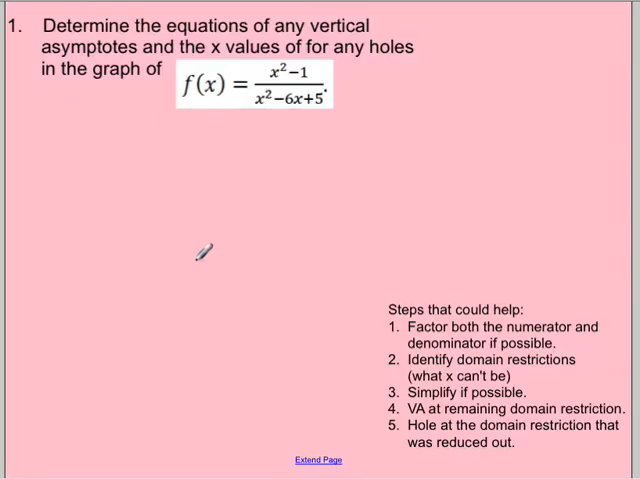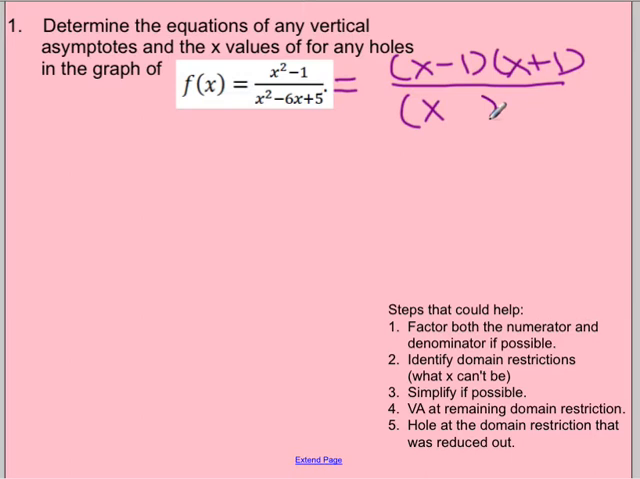Let's go ahead and look at an example. It says determine the equations of any vertical asymptotes and the x values for any holes in the graph. Well, we have some steps down below that could help. Factor both the numerator and denominator if possible. So let's start with that. My numerator is a difference of perfect squares, so it's x minus 1, x plus 1, all over my denominator. What multiplies to 5 but adds to negative 6? Well, 5 times 1, to get to negative 6, they would both have to be negative.